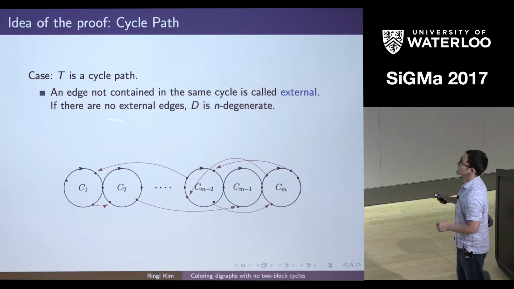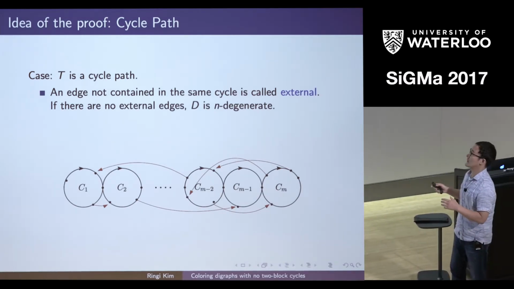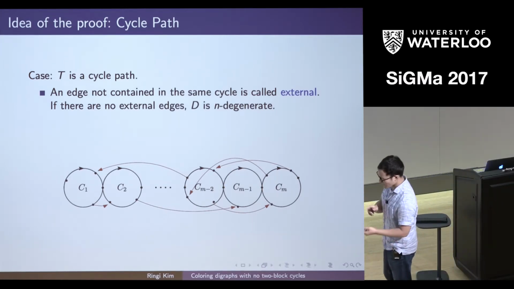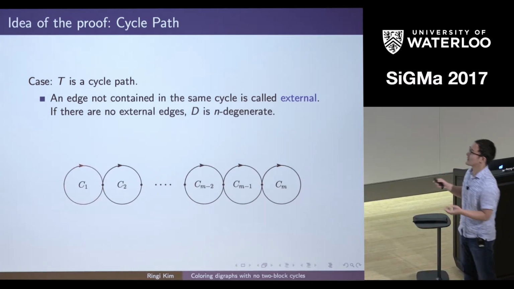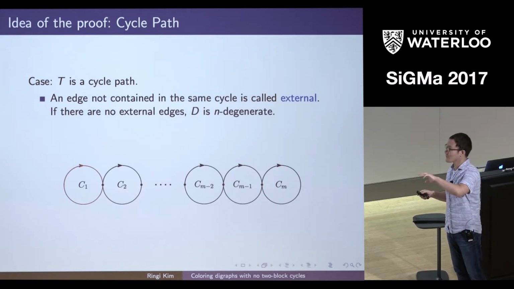Let's say the edges not contained in the same cycle are external. So here the red edges are external edges. Suppose there are no external edges. Then sure, we are happy, because C1 itself is a Hamiltonian digraph.